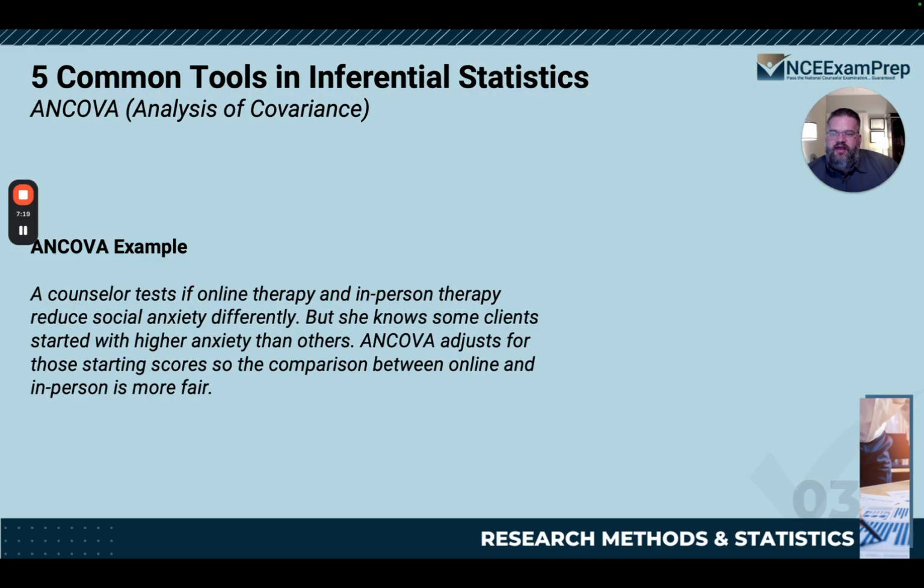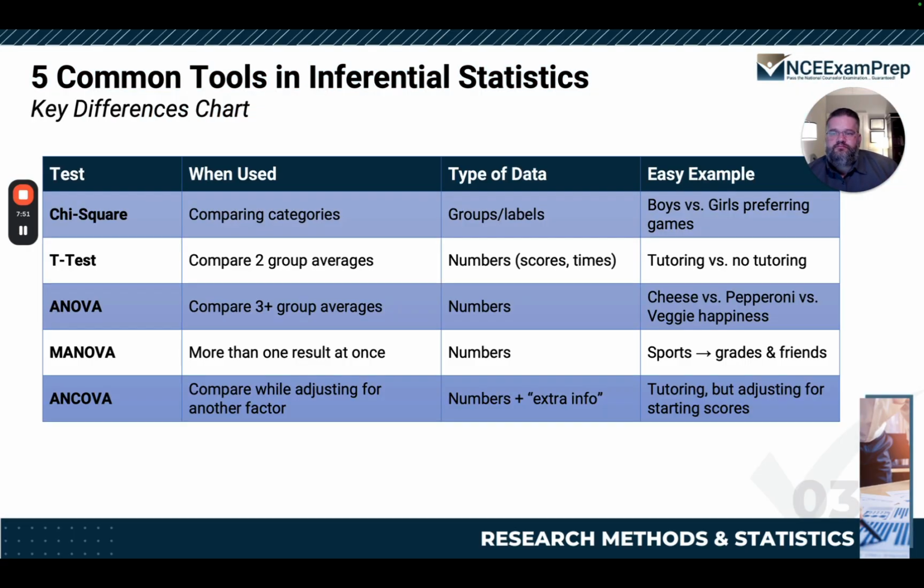An example from behavioral health, a counselor tests if online therapy and in-person therapy reduce social anxiety differently, but she knows some clients started with higher anxiety than others. ANCOVA adjusts for those starting scores so that the comparison between online and in-person is more fair. Okay? Analysis of covariance means we're testing this, but we're taking into account differences that existed already when the study began.